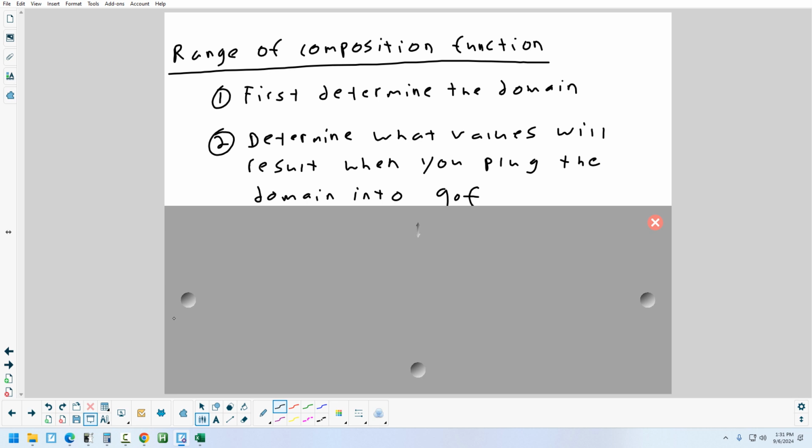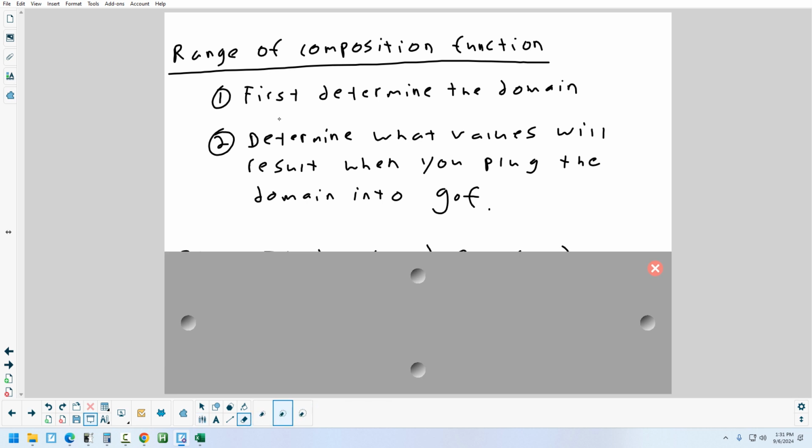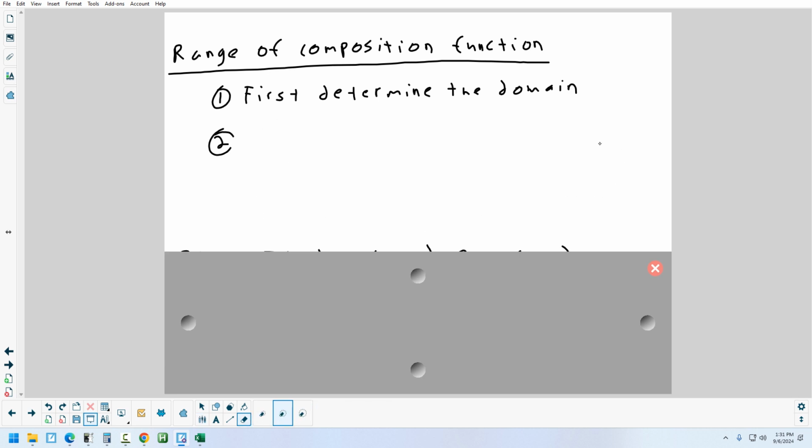So range. Well, we're going to use the calculator, but before we can use the calculator, we need to set the window. If you don't know the domain, you're not going to be able to set the window. So to find the range, the first step is find the domain. After you find the domain, you're going to graph it on the calculator.